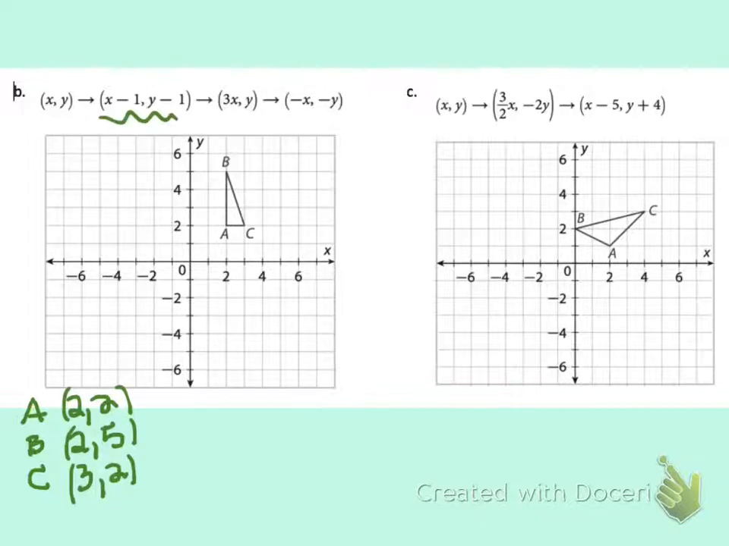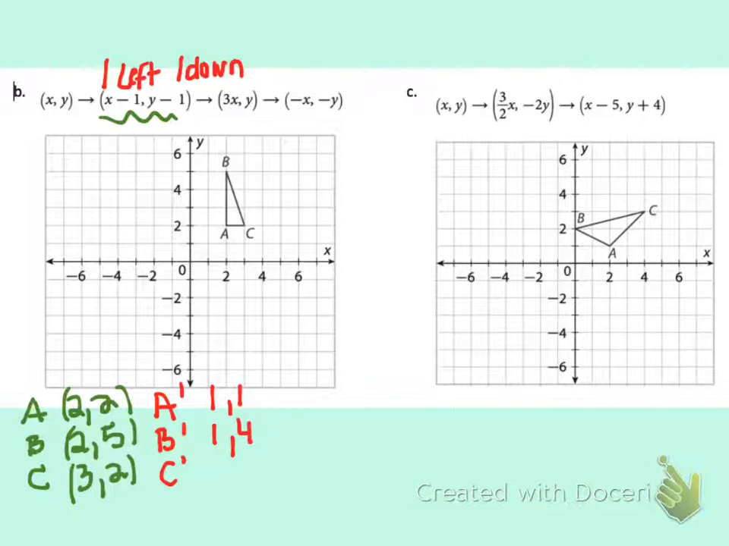Now the first transformation says to subtract 1 from the x and subtract 1 from the y. So we know that that's actually going to move 1 left and 1 down. If I just subtract 1 from each one of these, this will give me my new coordinates. Subtract 1 from the x gives me 1, subtract 1 from the y gives me 1. Subtract 1 from the x gives me 1, subtract 1 from the y gives me 4. Subtract 1 from the x gives me 2, and from the y gives me 1. So here are my new coordinates. This is just going to look just like the original, but slid 1 unit left and 1 unit down. So each point is going to go left 1, down 1.